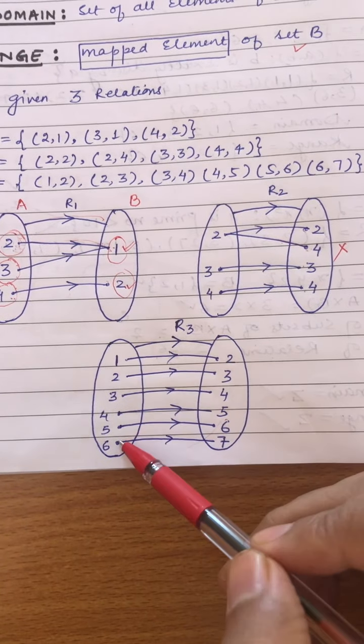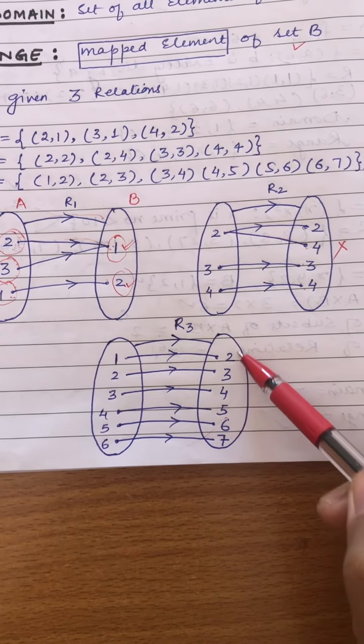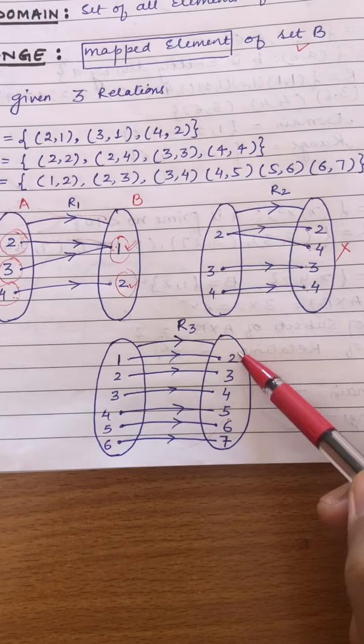So what is the domain? Set A. What is codomain? Set B. And what is the range? Range also is all the mapped elements. Now all the elements are mapped. So this is the range also, 2 to 7.